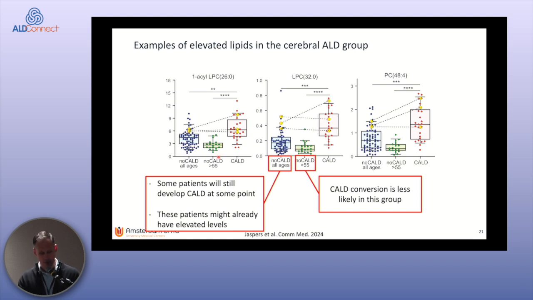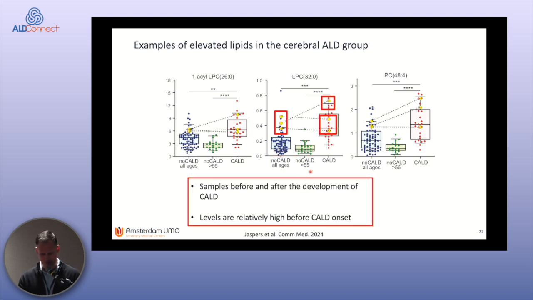Now we differentiate with age in patients without cerebral ALD because some patients in the blue group might still develop cerebral ALD at some point in the future. So their levels of these markers might already be elevated. And this is probably less likely for patients without cerebral ALD over the age of 55, as phenotypes tend to stabilize over time. Now, for 3 patients, we were able to collect samples before and after the onset of cerebral ALD, indicated by the yellow data points here. And what was interesting is that these patients already had relatively high levels of these markers even before the onset of cerebral ALD.